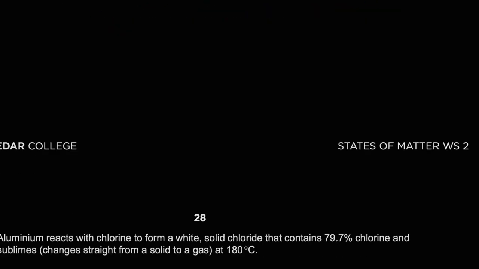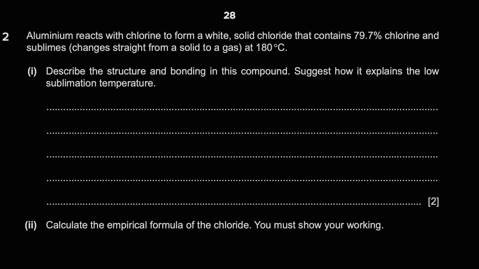I want to look at the next question also. This has many parts, and I can quickly answer them. The last part is requiring PV and RT, but PV and RT comes as part of bigger questions, and so let's solve this. In this case, aluminum reacts with chlorine to form a white solid chloride that contains 79.7% of chlorine and sublimes, which means changes straight from solid to gas at only 180 degrees centigrade. For all intents and purposes, this is a low temperature.